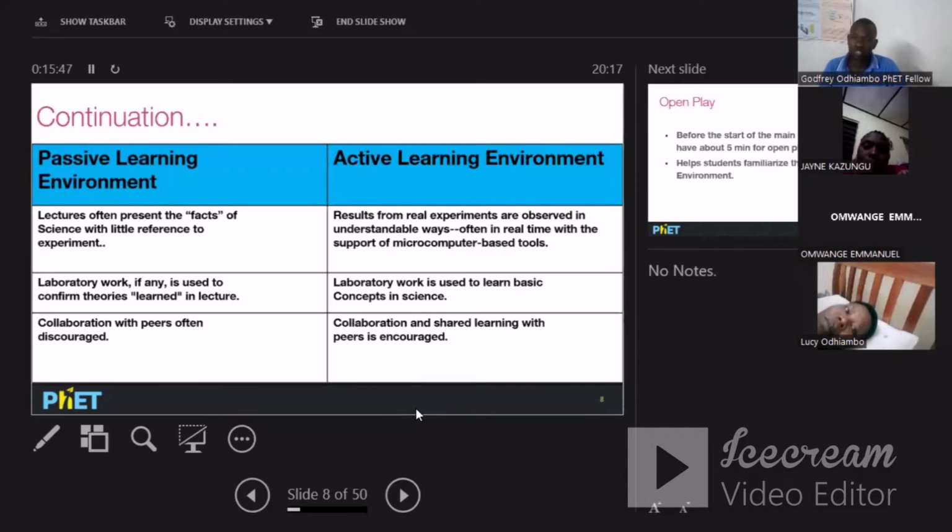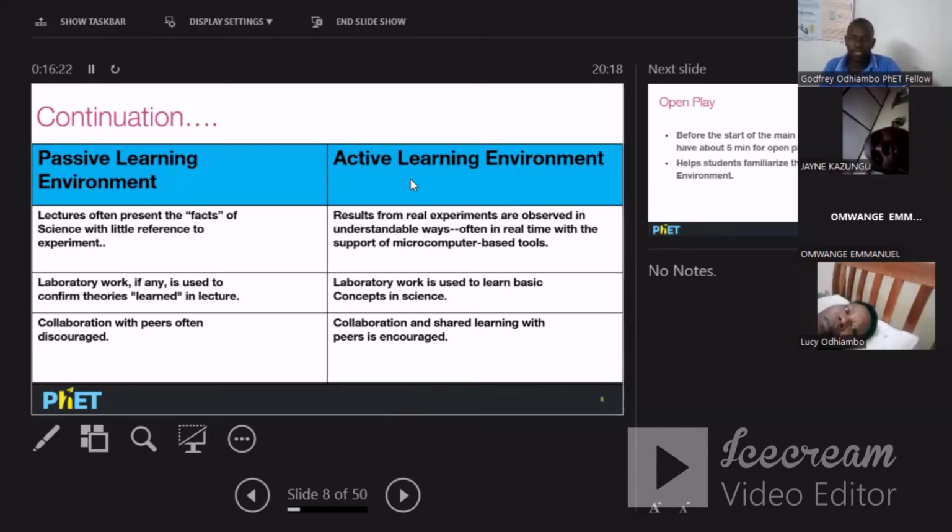A continuation is that in a passive learning environment, the lectures often present the facts of science with little reference to experiment. So the teacher will teach, and no experiment is done. Laboratory work, if any, is used to confirm theories learned in class. And this one, Kenyan schools mostly do it because we think the time is limited. Collaboration between peers is often discouraged, so there's no pair and share.